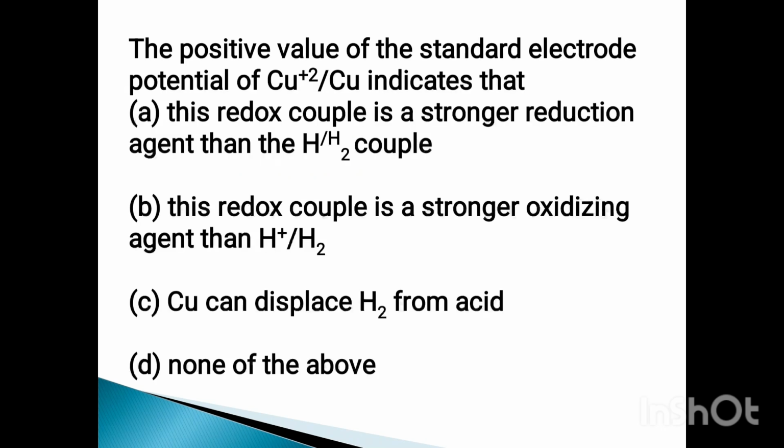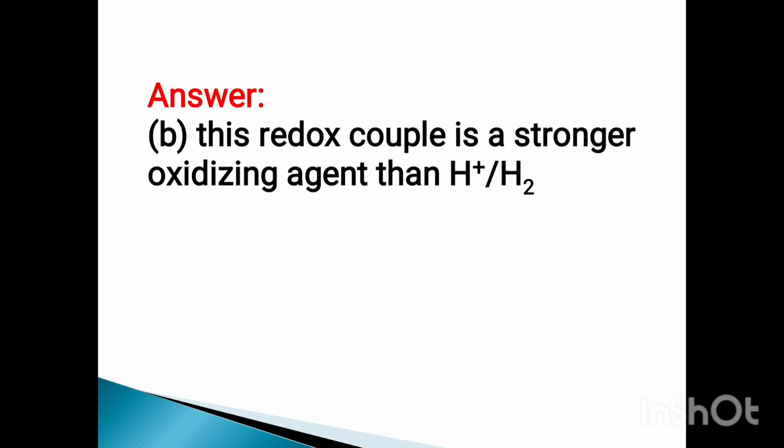Next question. The positive value of the standard electrode potential of Cu2+/Cu indicates that A. This redox couple is a stronger reducing agent than the H+/H2 couple. Option B. This redox couple is a stronger oxidizing agent than the H+/H2 couple. C. Copper can displace hydrogen from acids. D. None of the above. So the answer is this redox couple is a stronger oxidizing agent than H+/H2. Option B is the correct answer.